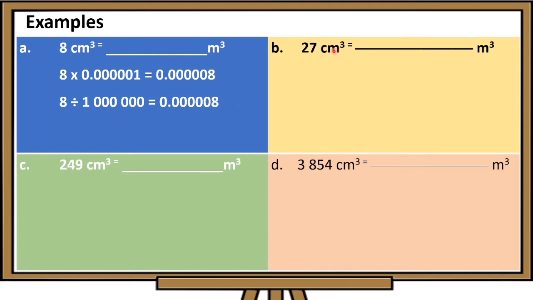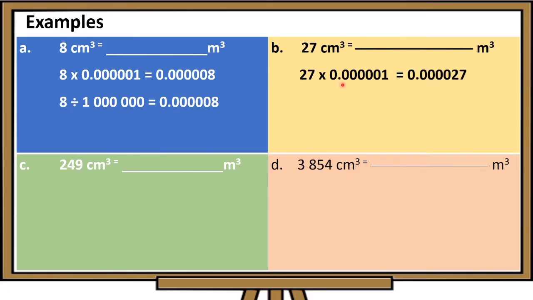Okay? So, letter B, 27 cubic centimeters is equals to blank cubic meters. The first formula, 27 times 1 millionth is equals to 27 millionth.